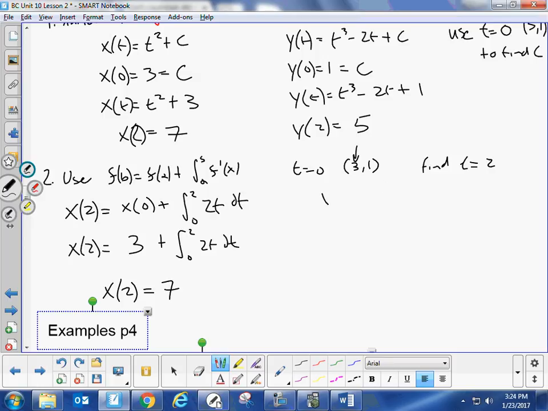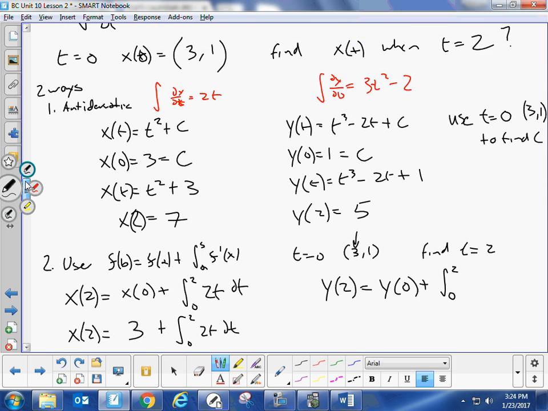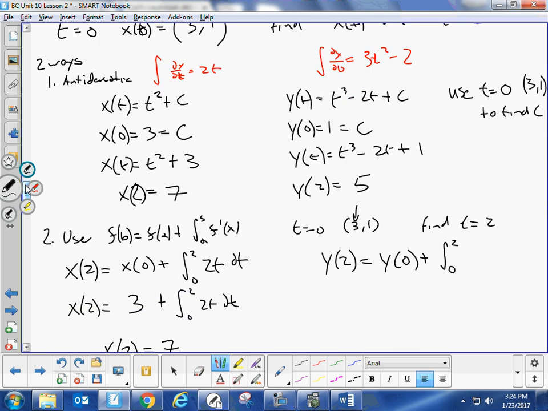And we could do the same thing for my y's. I want to find y of 2. I'll use y of 0, which I know, plus the integral from 0 to 2 under y prime, which is 3t squared minus 2. Y of 0, I was told, was 1. So I do 1 plus the integral from 0 to 2 of 3t squared minus 2 dt. Plug that into your calculator. You should confirm that that is 5.